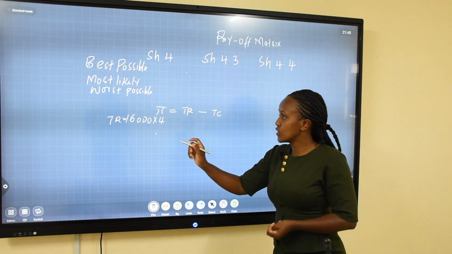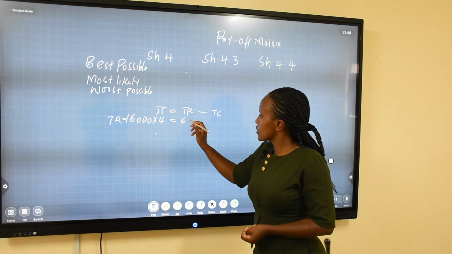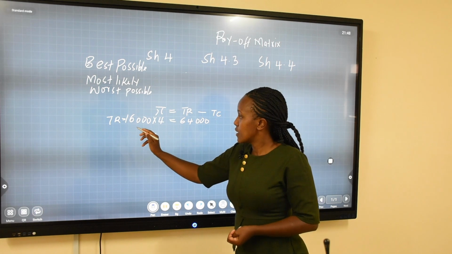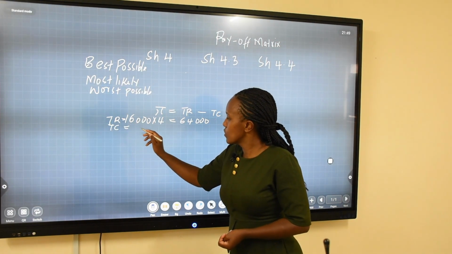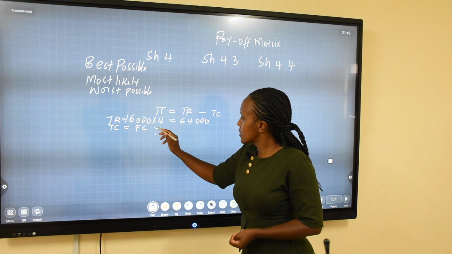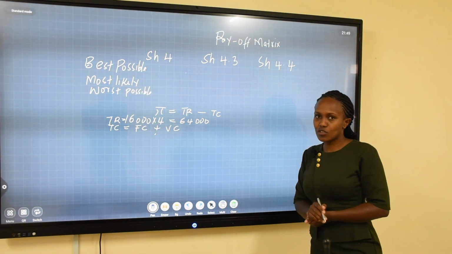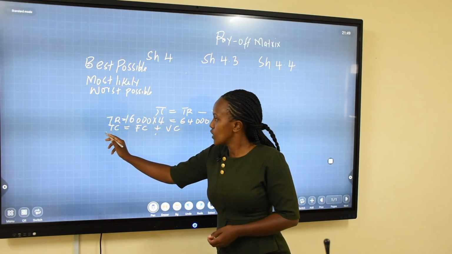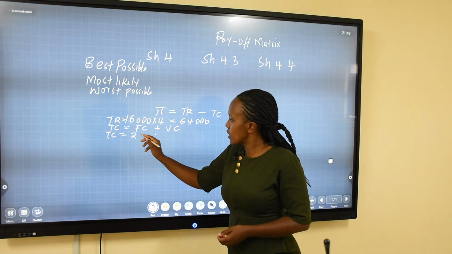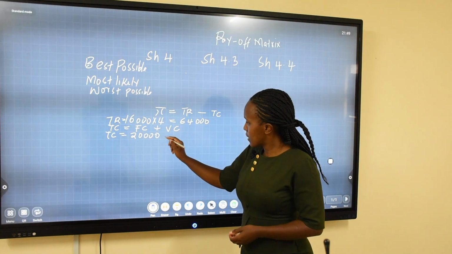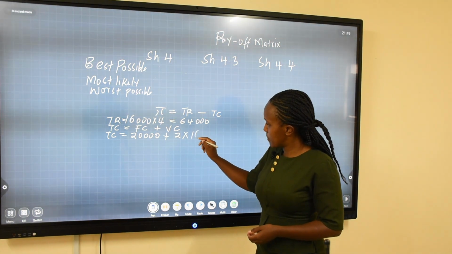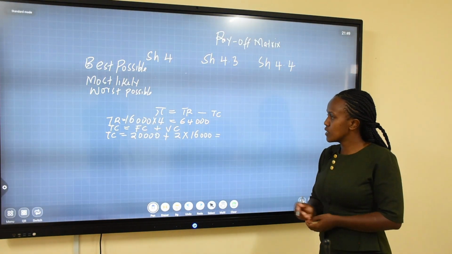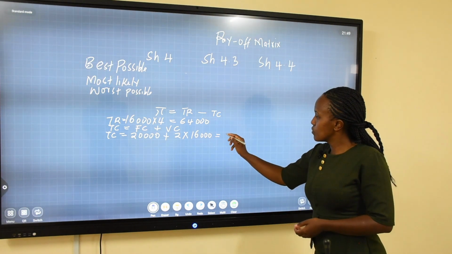Now, we had been told in our question that fixed cost is 20,000. The total cost is equal to fixed cost plus variable cost. That is how we get total cost. In the first situation, fixed cost was 20,000 and variable cost was shillings 2 per unit, so you multiply by the number of units. You're going to find that the total cost is 32 plus 20, which is 52,000.